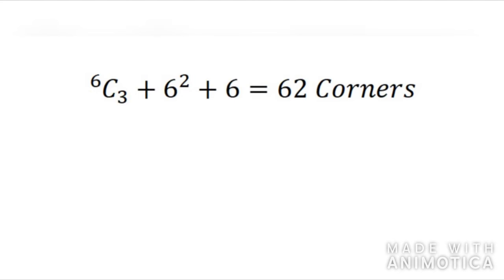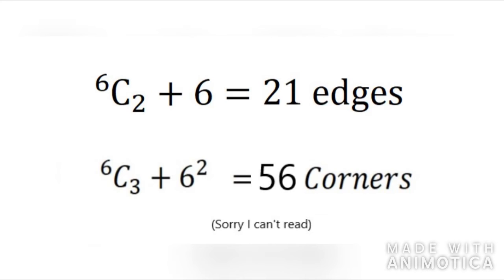And one final point we can make about them is that there must be 6 choose 2 plus 6, which is 21 edges in total if we include these pieces, and 6 choose 3 plus 6 squared plus 6 equals 62 different types of corners.